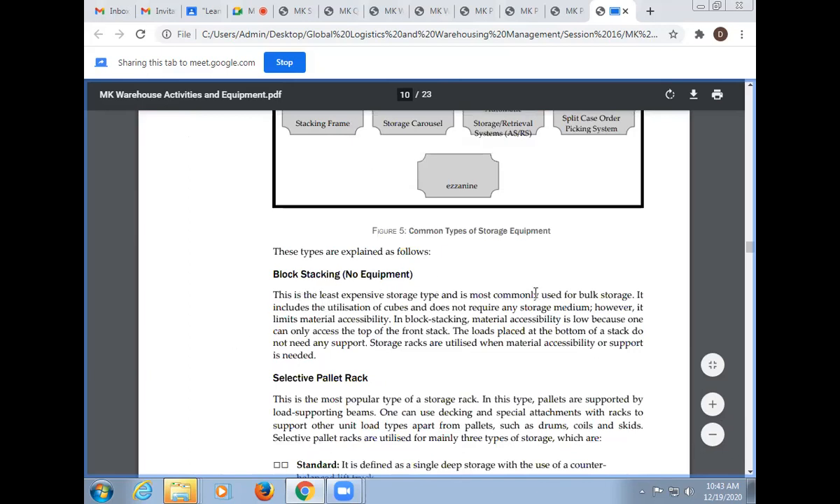Block stacking, no equipment. This is the least expensive storage type and is most commonly used for bulk storage. It includes the utilization of cubes and does not require any storage medium. However, it limits material accessibility. In block stacking, material accessibility is low because one can only access the top of the front stack. The loads placed at the bottom of a stack do not need any support. Storage racks are utilized when material accessibility or support is needed.